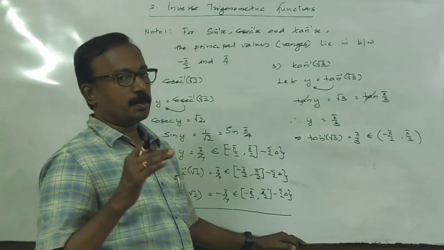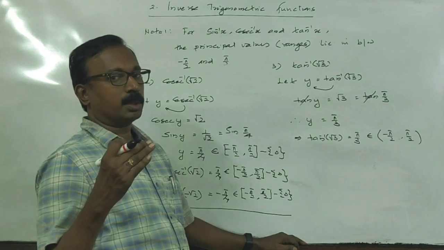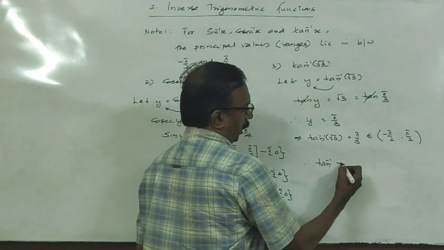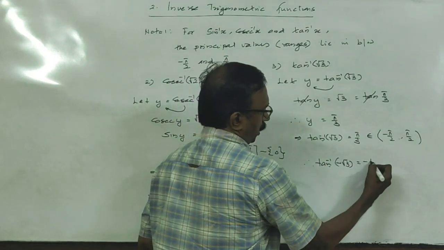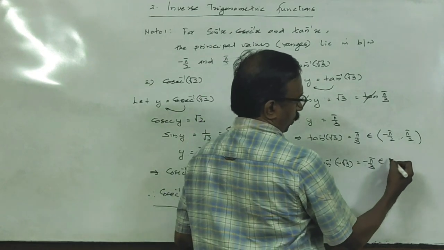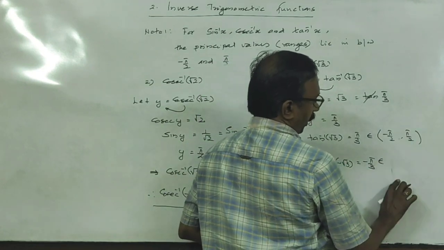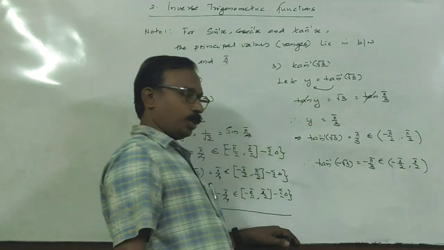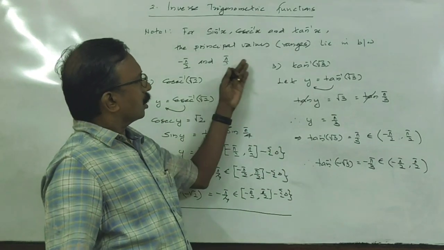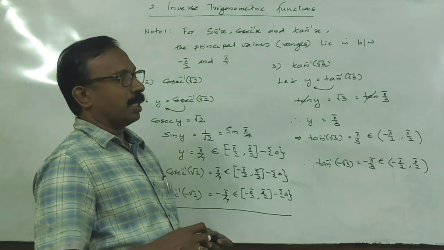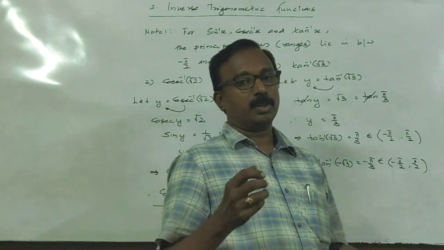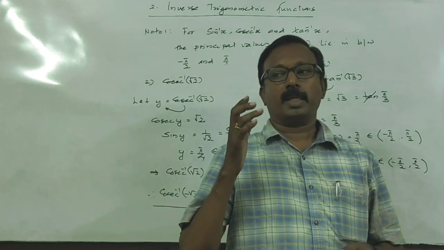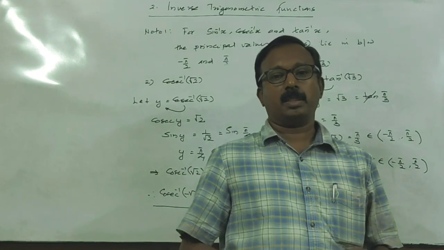If tan inverse root 3 is pi by 3, then what about tan inverse minus root 3? That is minus pi by 3. Therefore, tan inverse minus root 3 is minus pi by 3, isn't it? That is also in between the open interval minus pi by 2 to plus pi by 2. In a similar way, we can find the values of sine inverse x, cosec inverse x, and tan inverse x. If x is positive, then its value is theta. And if x is negative, then its value is minus theta, isn't it?